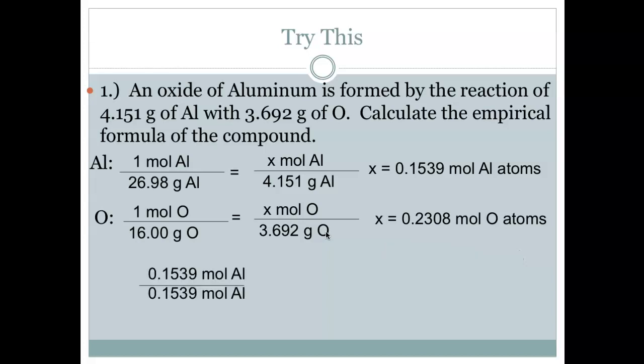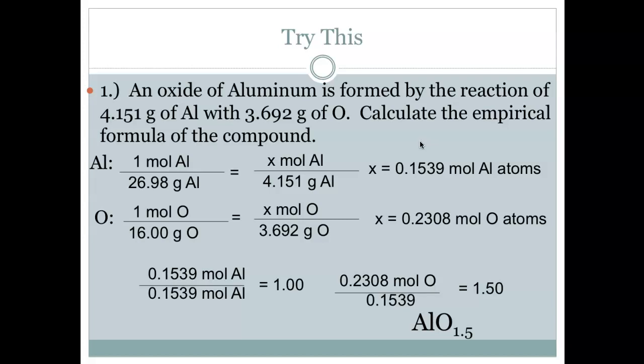I'm going to start by dividing through by the smaller of the two numbers. So, aluminum is the smaller value, so I divide my 0.1539 by itself to get 1. I do the same for oxygen, dividing 0.2308 by 0.1539, and I get 1.5. This gives me a formula of 1 aluminum to every 1.5 oxygens. We're getting closer, but we still can't have a formula with decimals in it.